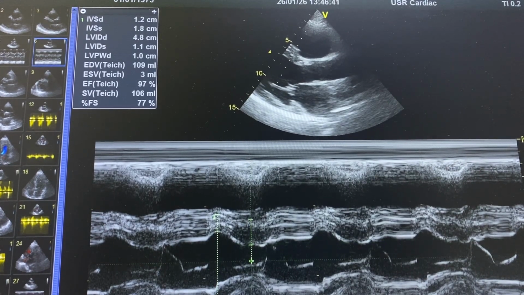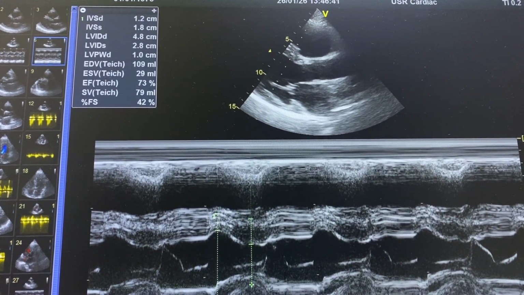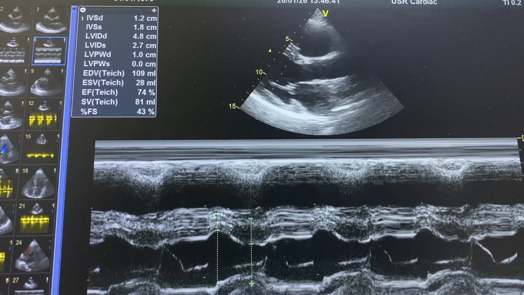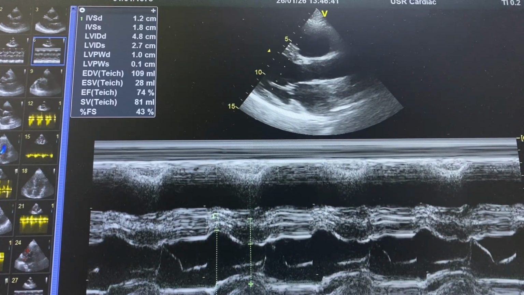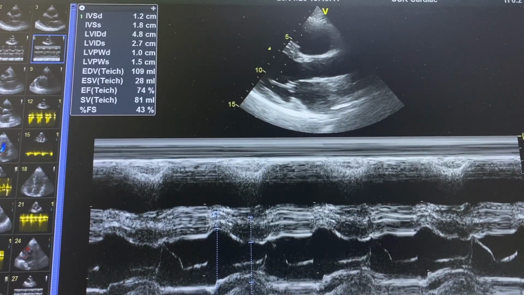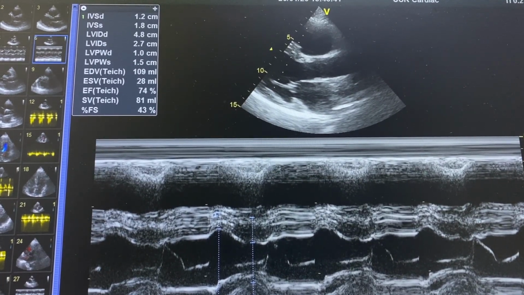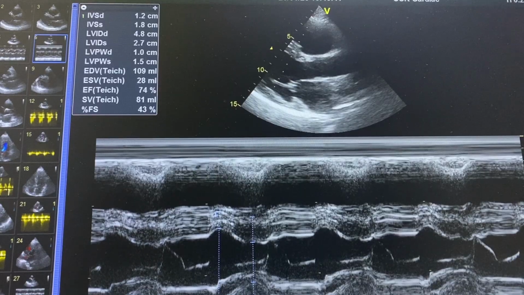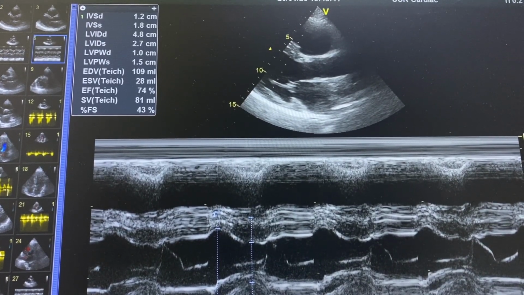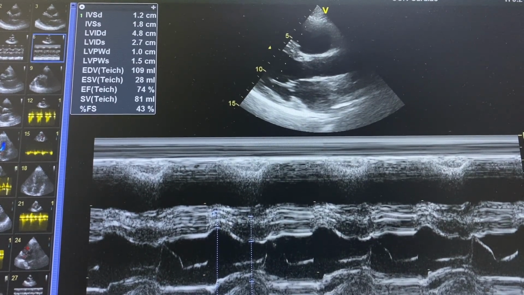Now we are going to measure internal dimensions. See, this is where systole is. Here. There. We are going to get fractional shortening as 43%. Then we go to posterior wall. So from the values we got there, we have end diastolic volume, end systolic volume. We can get ejection fraction as 74, stroke volume as 81.